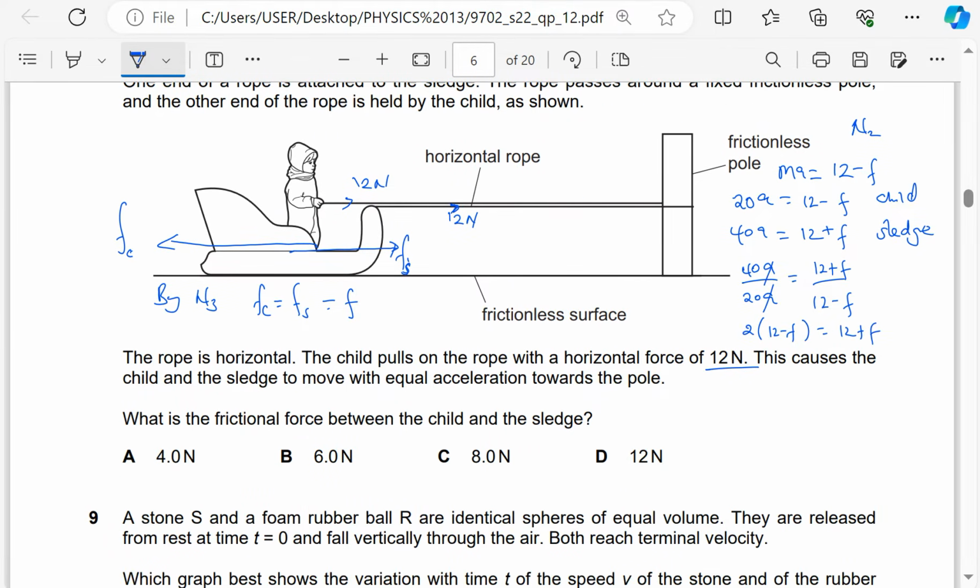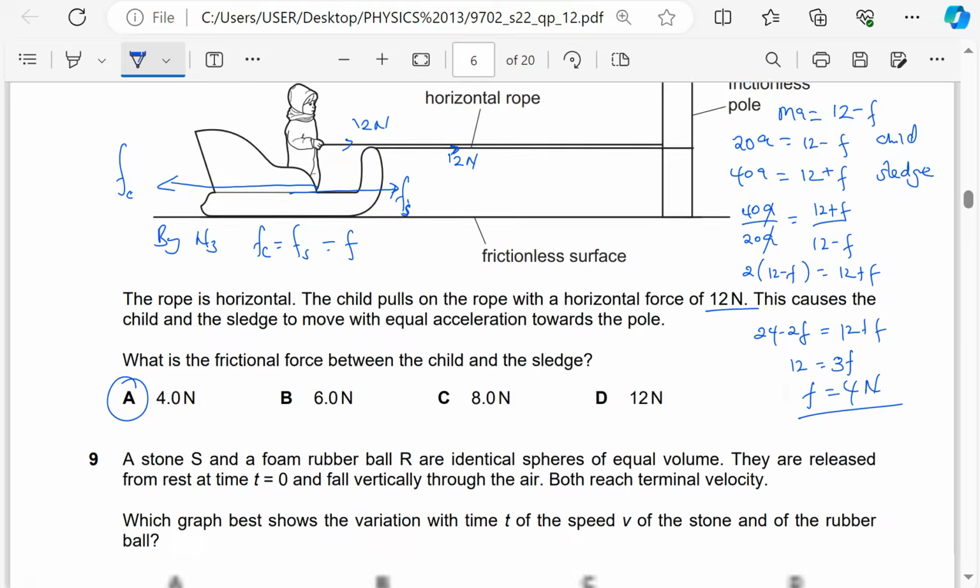Okay, so when I open the brackets, this is going to be 24 minus 2F, which is equal to 12 plus F. So when I collect the like terms, I have 12 equals 3F, where F will be equal to 4 newtons. So the frictional force between the child and the sledge is going to be 4 newtons.